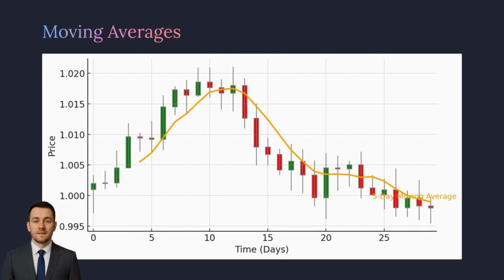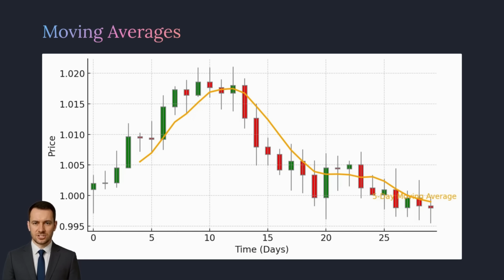For example, a 50-day simple moving average will sum up the last 50 daily closing prices and divide by 50. This average is then plotted for each day, creating a smooth line that moves as time progresses. The MA is a trend-following tool that smooths out price fluctuations to help reveal the underlying trend direction. Traders use moving averages in several ways.